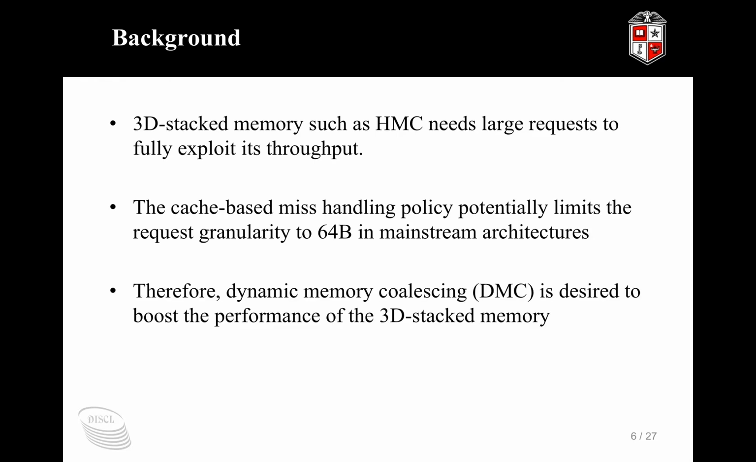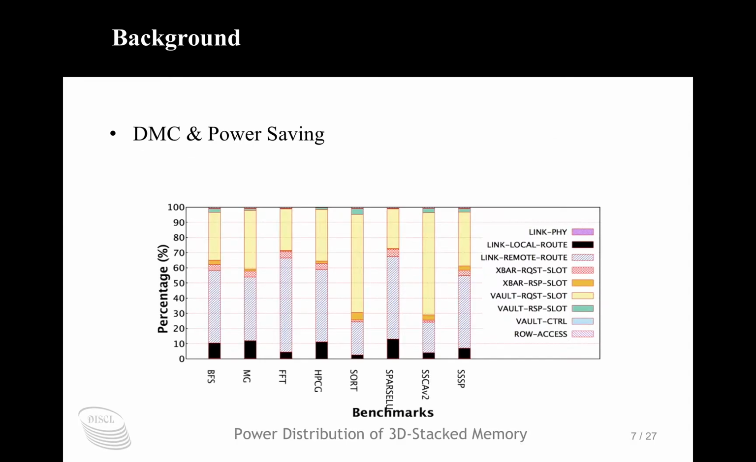Therefore, dynamic memory coalescing, also known as DMC, is desired to boost the performance of the 3D stacked memory. Memory coalescing can actually save the power of the 3D stacked memory. As we can see in the figure here, we plotted the power distribution of different operations within the 3D stacked memory. The majority of the power cost results from buffering the request in each vault, which is the controller of the 3D stacked memory, or from the link usage between the processor die and the 3D stacked memory die.